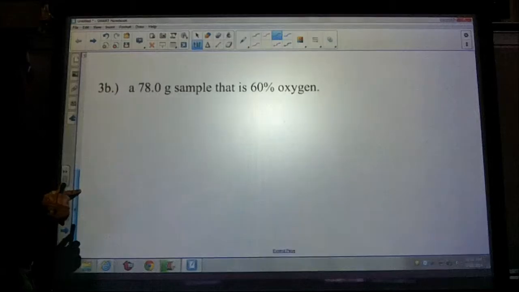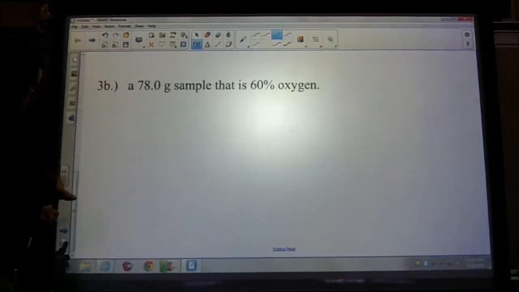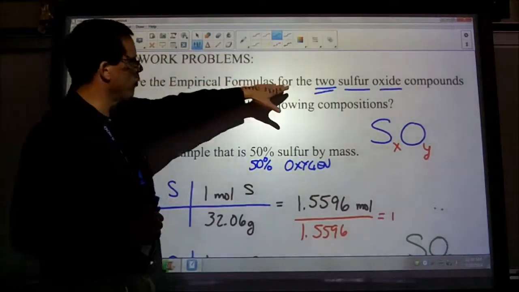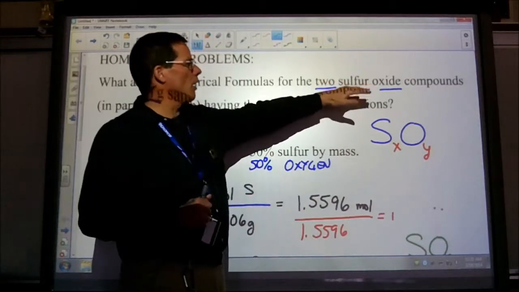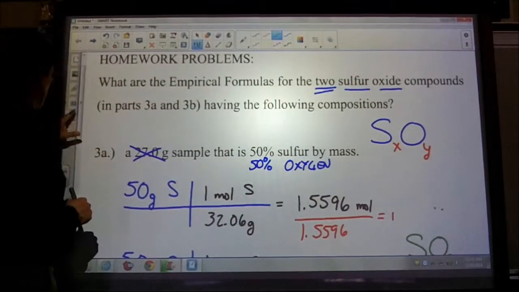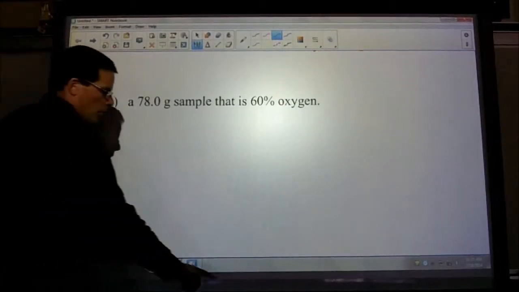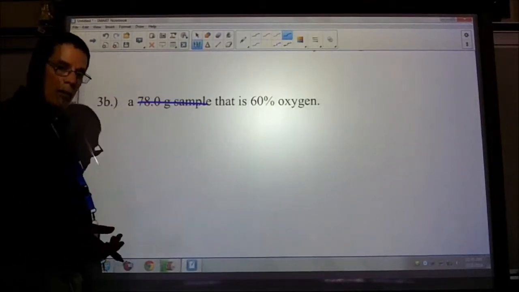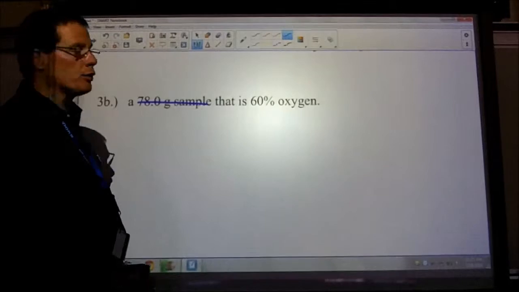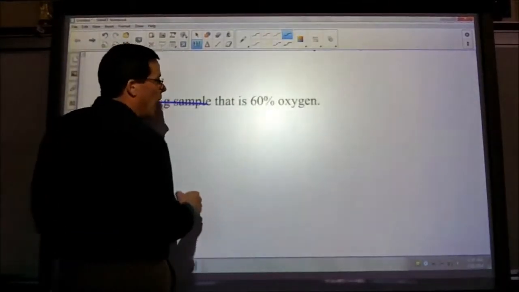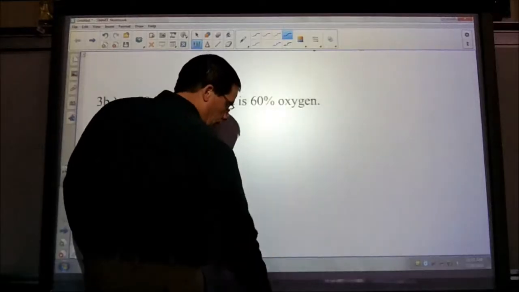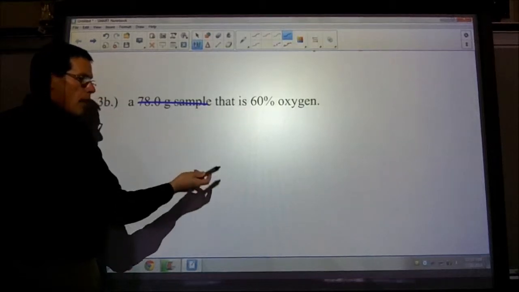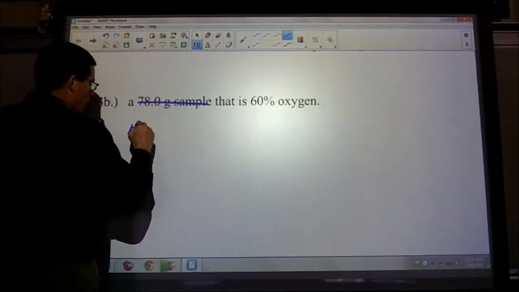So let's look at the next one. Again, this is 3B, so it's piggybacking off of this information up here. So what are the empirical formulas for the two sulfur oxide compounds in parts 3A and 3B? So if you have, again, we don't care so much about this 78 gram sample. It's a distractor, or you could use that information to solve the problem. You're going to need an extra step though. But in this case, you have 60% oxygen. And if it's a sulfur oxide compound, then we want to definitely start with the sulfur. So if you know you have 60% oxygen, how much sulfur do you have? Very good, you have 40 grams.